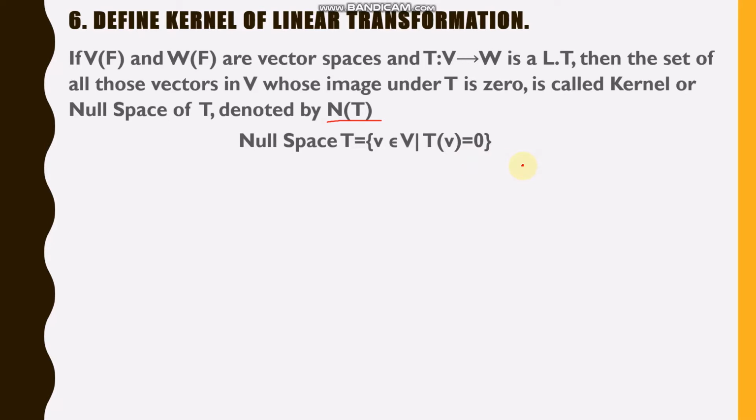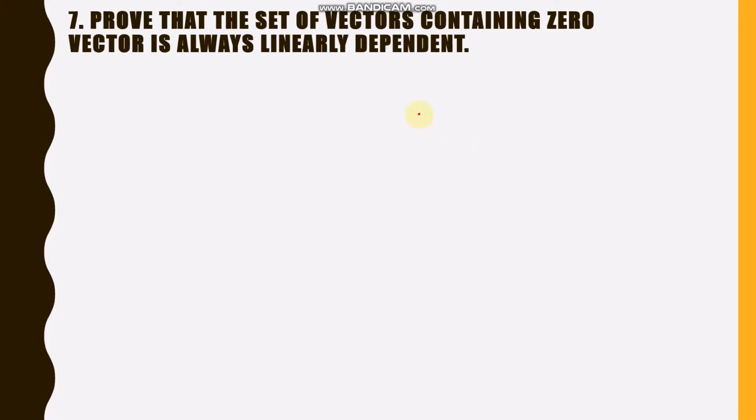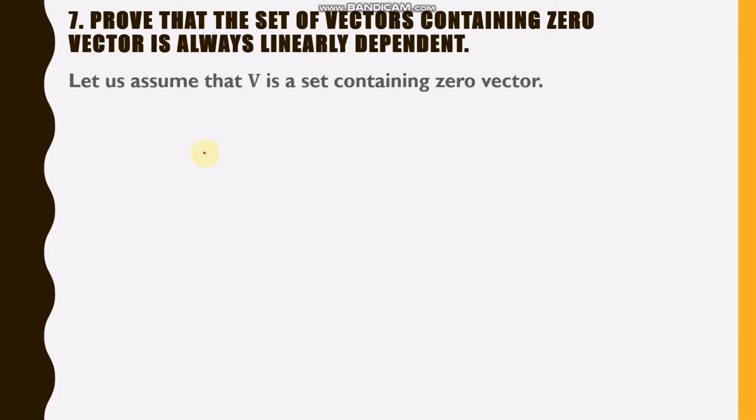The next question, question number 7. Prove that a set of vectors containing the 0 vector is always linearly dependent. So let us assume that V is a set containing the 0 vector. I have defined the elements of V like this: V1, V2, V3, and there is one 0 vector in this vector space.